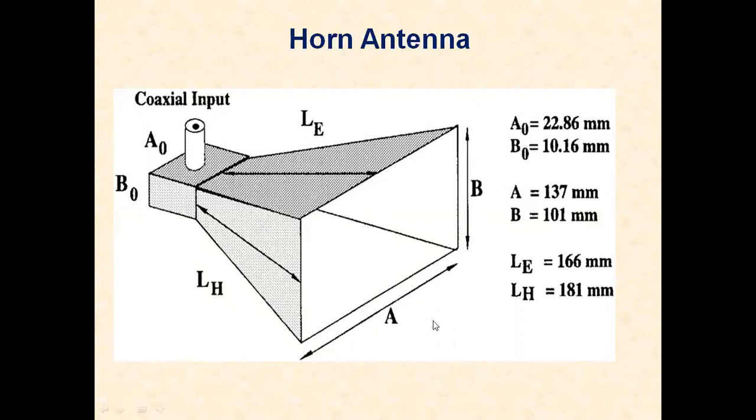So this structure is the horn antenna, a rectangular type of horn antenna, and this length is LE. LE is 166 mm, and this length is LH. LH is 181 mm. So suitably, we have to design this antenna. Suitable proportions are to be taken to get the maximum radiation pattern in a particular direction. It can be used as a directional antenna.